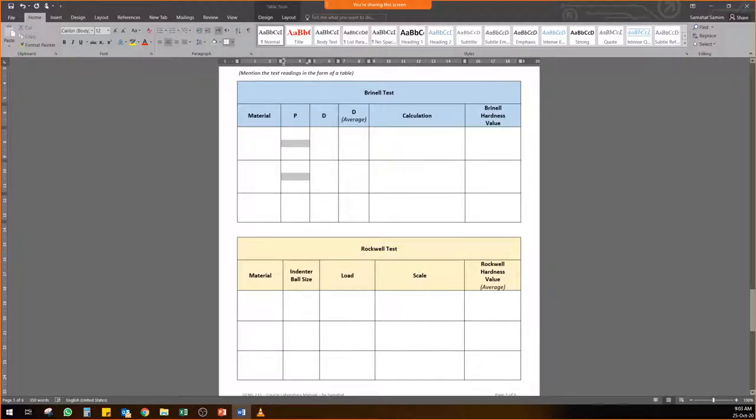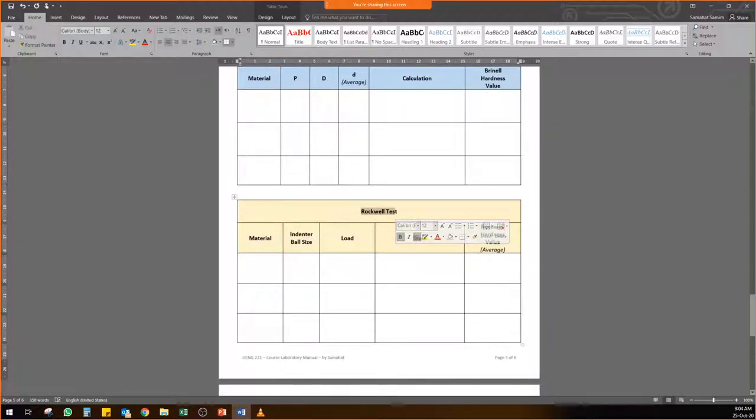And here P means load. So for Brinell you need P, which is load. You need the capital D, which is the diameter of the indenter ball. And this is the small d. Okay, this is a mistake here, please fix it. The small d is the size of the spot you will create on the sample. So after you create the spot on the sample, you measure it using a microscope, and that's the size you will put here. It says average values because here you need to take the average of the 2 readings we do. Here you will do calculation to find the hardness number, and here you just write the hardness number directly.